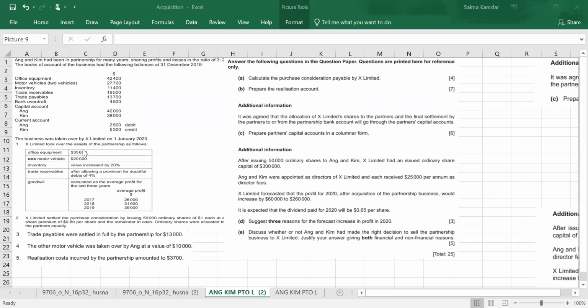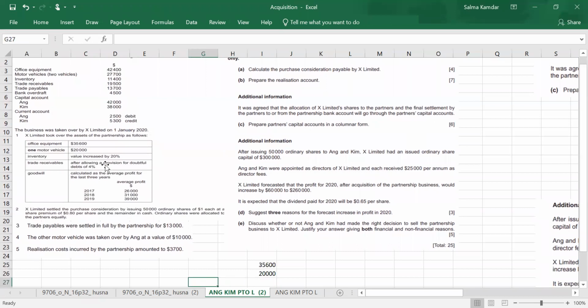Office equipment has been taken over at 35,600. One motor vehicle has been taken over at 20,000. Inventory value has increased by 20%.